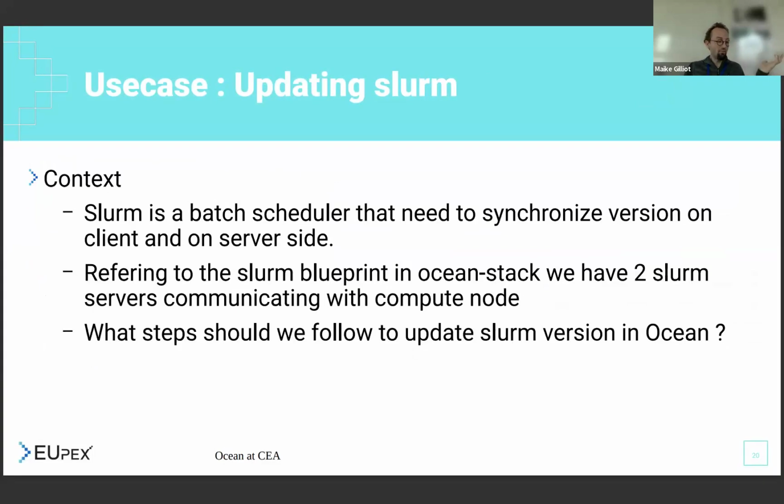Now I am on my final slide. I take an example of what a user or a developer wants to do when you want to update Slurm. Slurm is a batch scheduler that needs to synchronize versions on client and server side. When we are referring to the Slurm blueprint inside OceanStack, we have two servers communicating with compute nodes. So what are the steps we need to follow to update the new version of Slurm in Ocean?